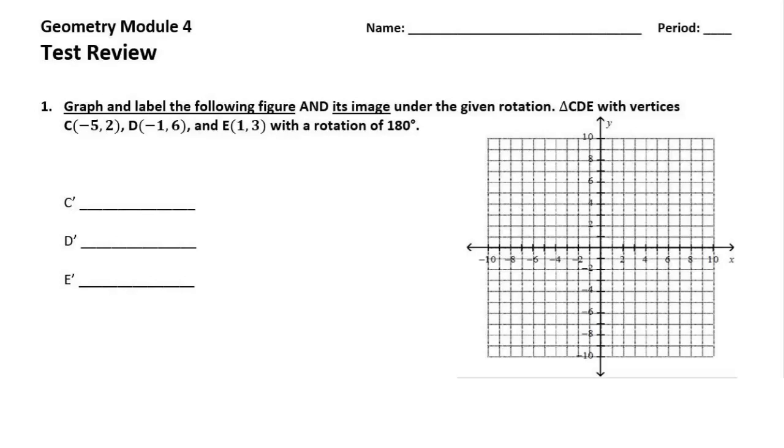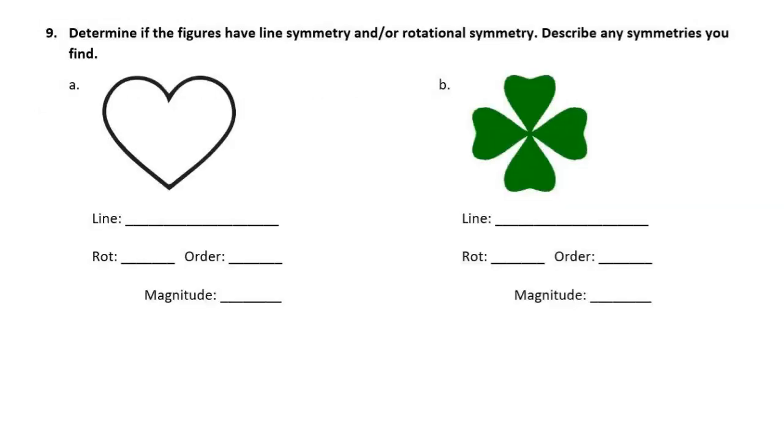Let's go to number 9, right here. We're going to be looking at some more symmetry. All right, so part A, we have a heart. Is there a line that you could fold that heart on that would cut the heart exactly in half? Down the middle. Straight down this way.